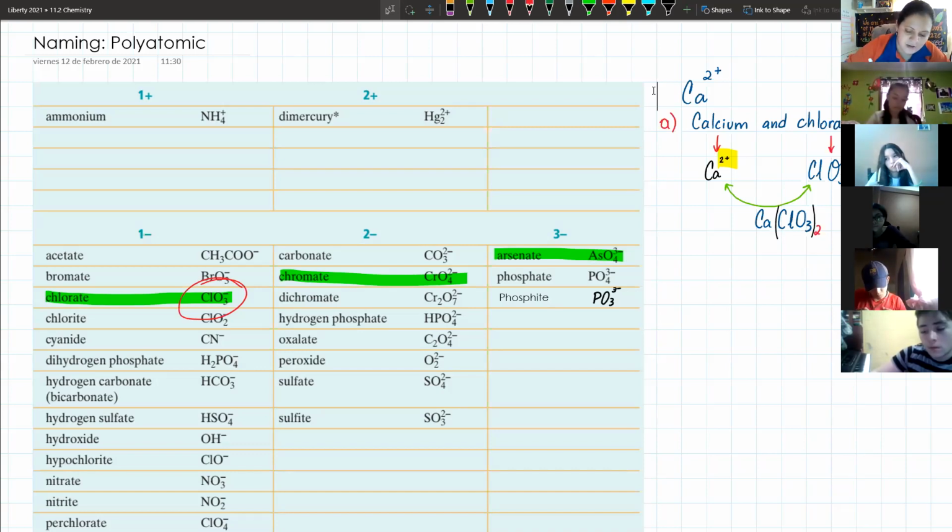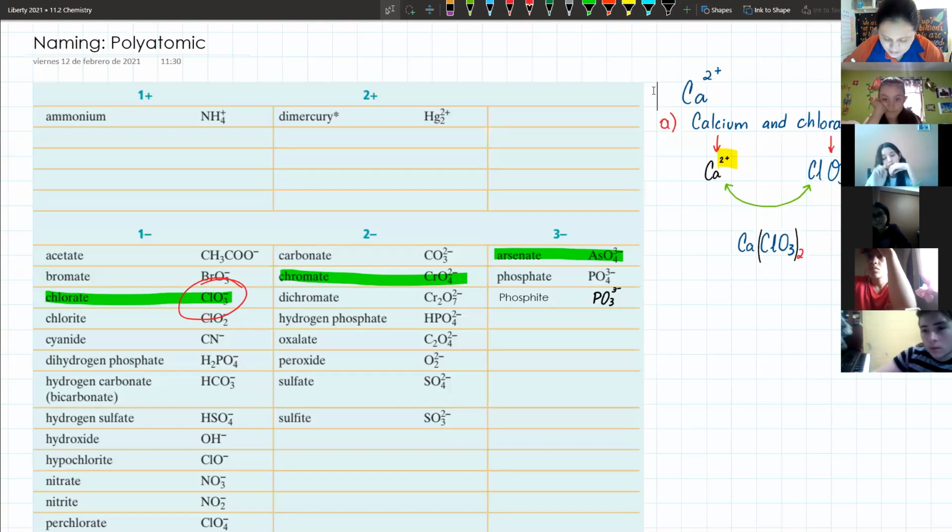Now, after this, what do I have to do with the 1 negative? Do I move it? Do I ignore it? Just ignore it, okay? Remember, when you have a charge or an oxidation state of 1 positive or 1 negative, you can ignore it. It's going to be fine. I'm gonna put it here.